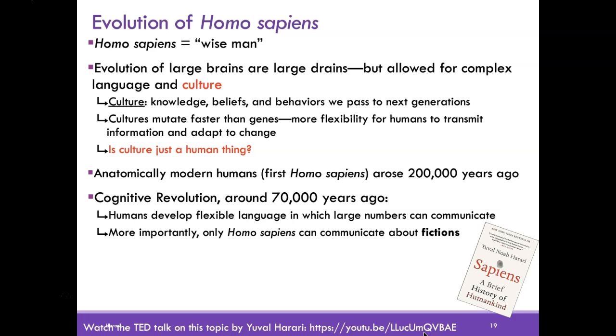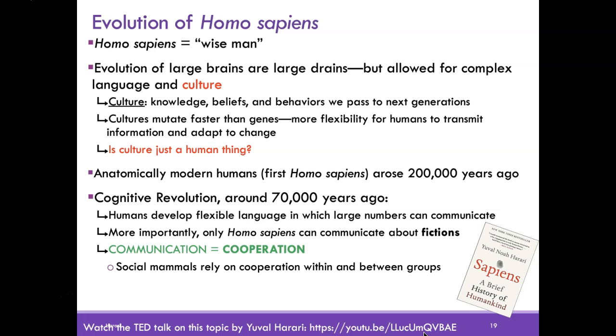And most importantly, only Homo sapiens can communicate about fictions, things that don't really exist. So an ape that is not a human, let's say an orangutan, can say, oh, here is a banana, or there is a lion, but it can't talk about religion or governments or economics, right? Only humans can do that. So because of our ability to talk about fictions, things that don't really exist, it allowed us to communicate better, and communication equals cooperation. And all social mammals rely on cooperation to survive. So this communication about fictions really enabled us to survive longer, right?